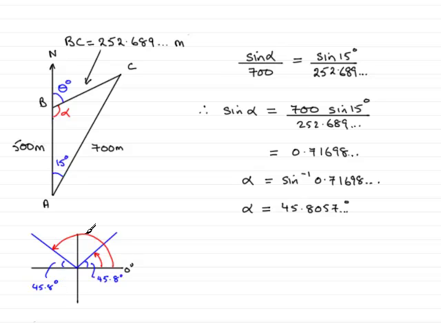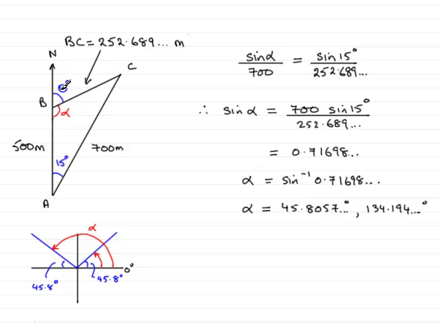So essentially, to get the obtuse angle round here, which is the angle alpha that I'm really looking for, I've got to do 180 degrees minus the 45.8057. So the one that I'm really interested in is 180 minus that, which comes out at 134.194 and so on degrees. So this is the alpha that you see in the diagram.